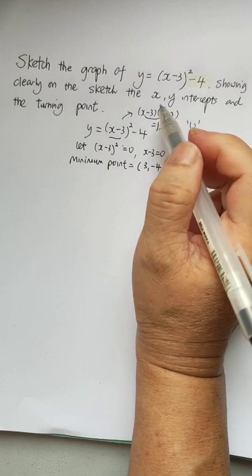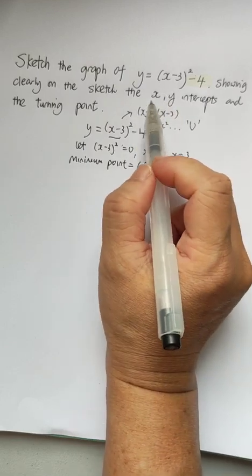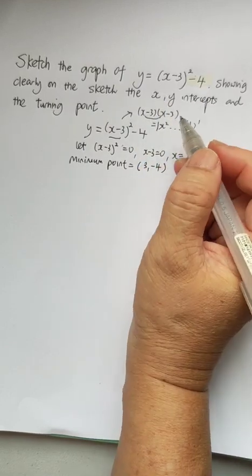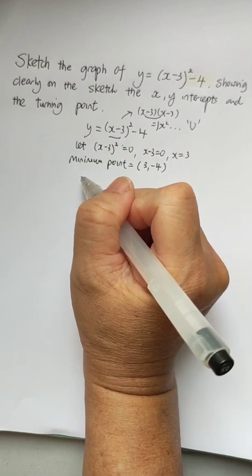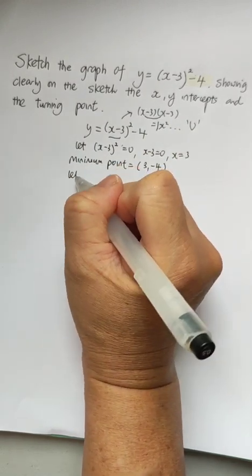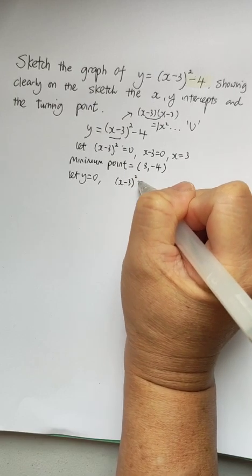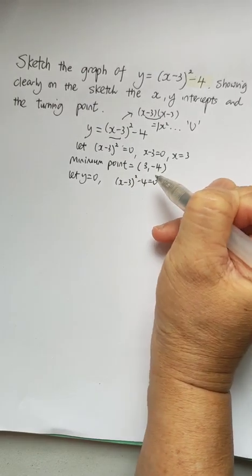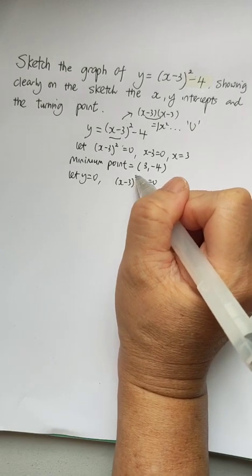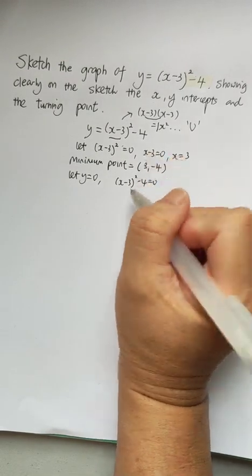The next thing is to look at what the question requires you to do. You have to find the x and y intercepts. So let's go on to find the x-intercept first. To find the x-intercept, we're going to let y equal 0. So (x minus 3) squared minus 4 equals 0. Let me remind you again, please don't go and expand this and then factorize it. It's already factorized for you.